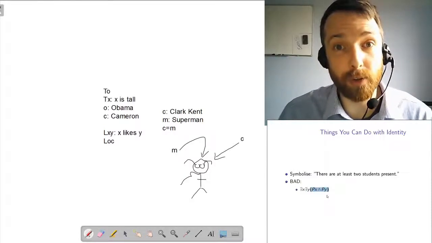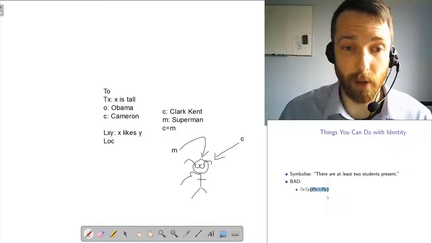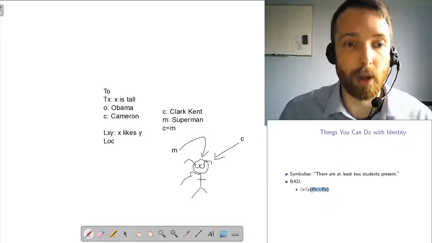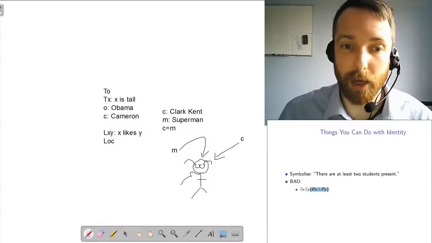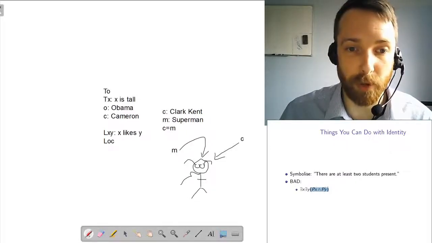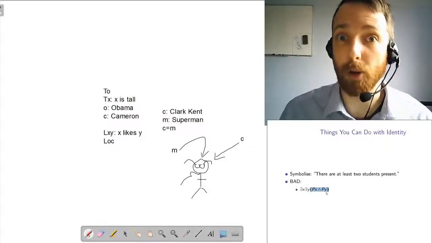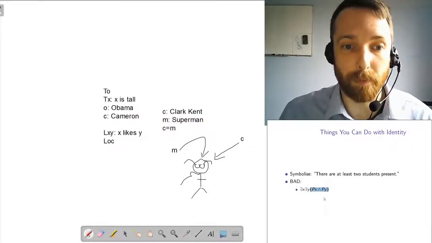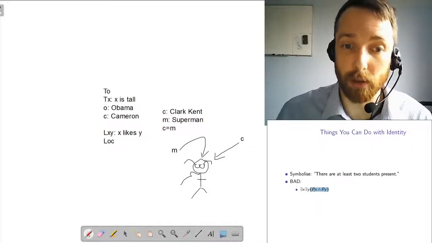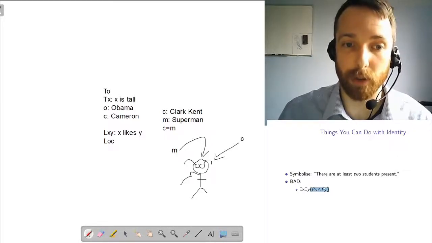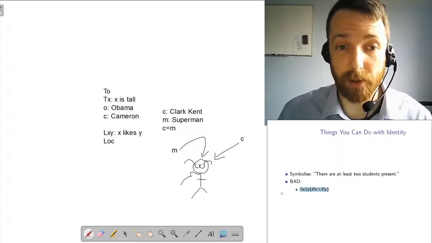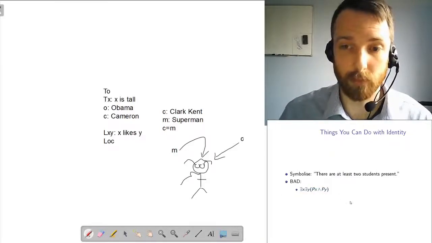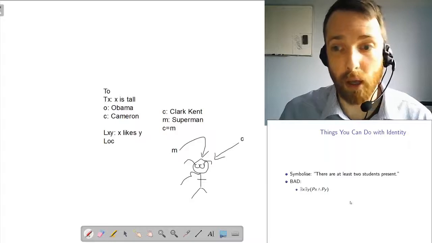Well, if there's just one student present, call that student Roger, I can find something to put in this gap, namely a name, Roger, and then it comes out true that Roger is present and Roger is present. So in a case where there's just one student present, this sentence is going to be true.